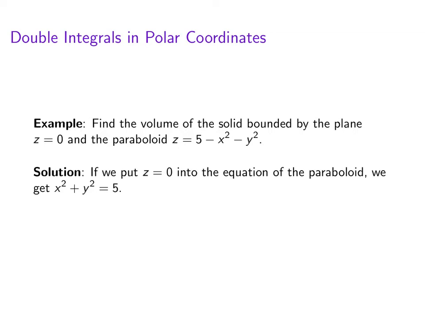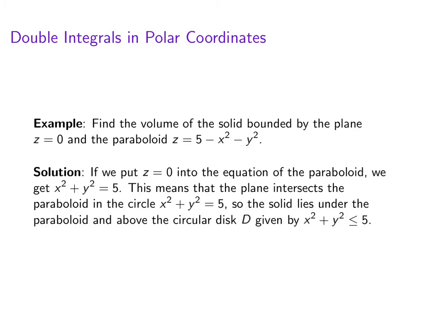So let's take z equals 0 and put it into the equation of the paraboloid. We get x squared plus y squared equals 5. That tells us that the plane intersects the paraboloid in the circle x squared plus y squared equals 5. So the solid lies under the paraboloid and above the circular disk that's defined by x squared plus y squared is less than or equal to 5. Notice how we're making a distinction here between the circle and the disk.